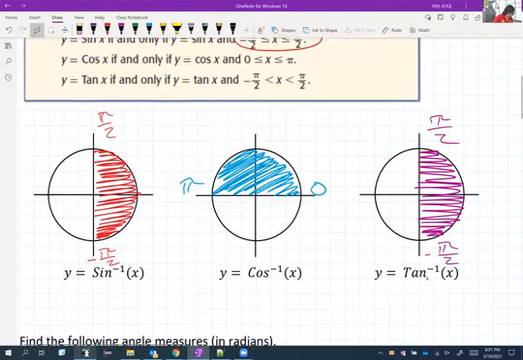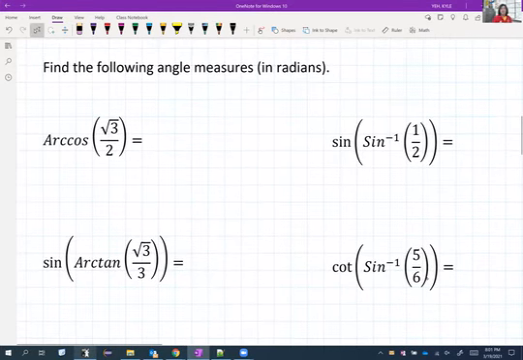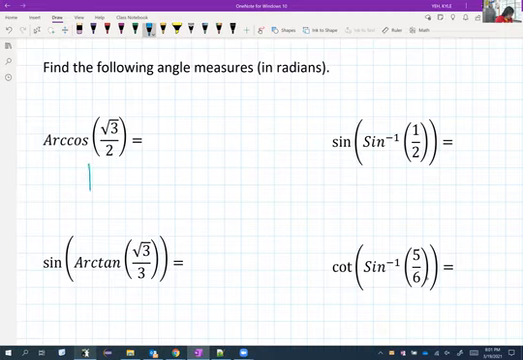So we don't have a ton of problems to look at, actually, just 4. But here's how we're going to work these. We're going to keep these principal regions in mind. We're going to think of our unit circle, and we're going to work out these inverse trig functions.